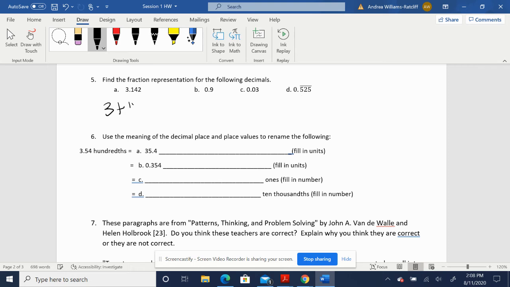And hopefully from our conversation today, we should be able to read this as 142 thousandths. Okay, so we can show that part as a fraction. If you wanted to make the whole thing, this could be your mixed number if you wrote it like this. If you wanted to make it an improper fraction, then of course this would be 3,142 over 1,000. Okay, 0.9, of course, would be 9/10. 0.03 would be 3/100.